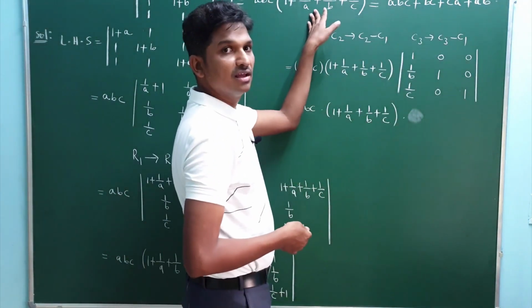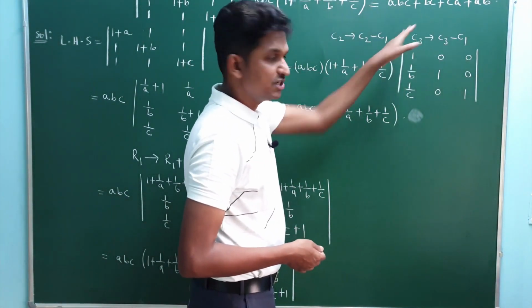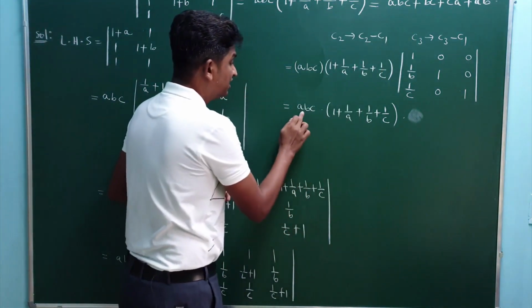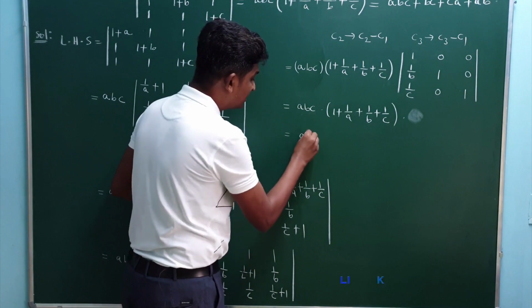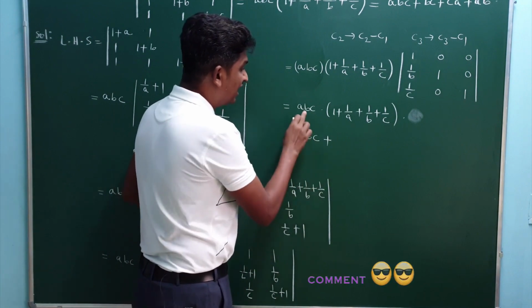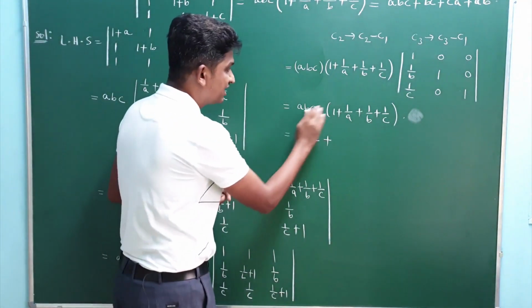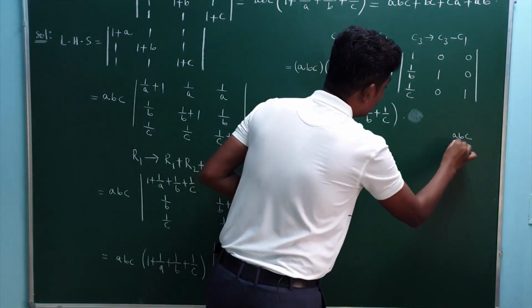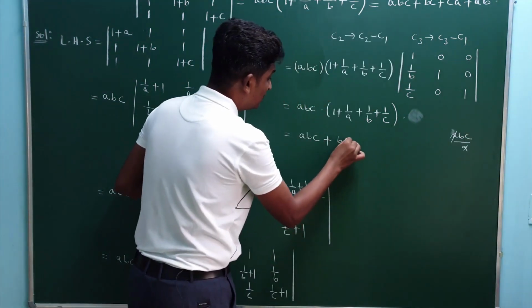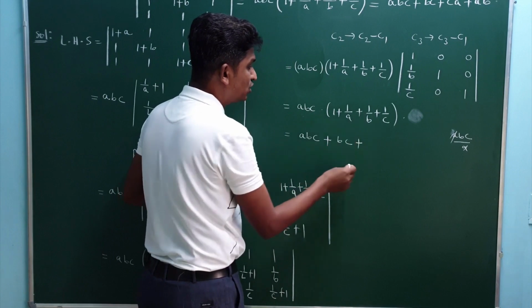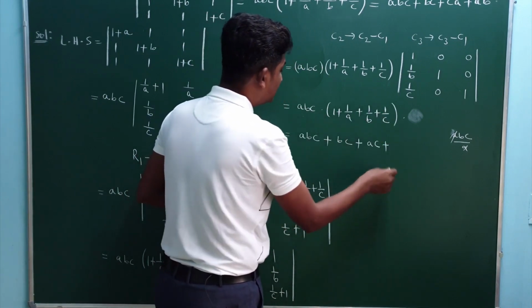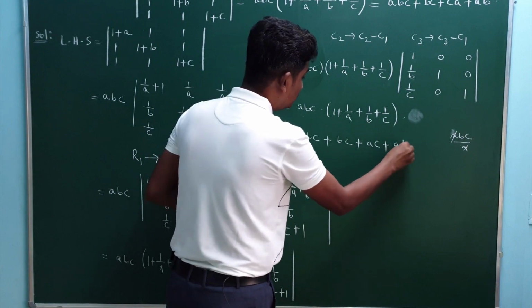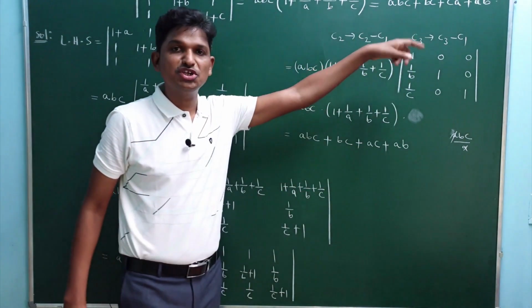Now further to get this expression, ABC into 1. Multiply these two. ABC into 1 is ABC, plus ABC divided by A: A and A get cancelled, you get BC, plus ABC into 1 by B: B and B get cancelled, you get AC. ABC into 1 by C: C and C get cancelled, you get AB. So we got this expression also.